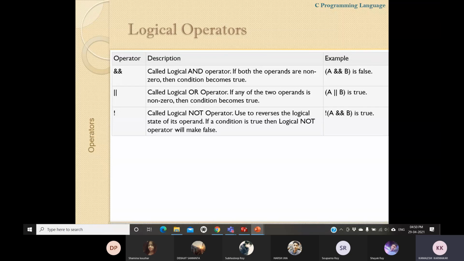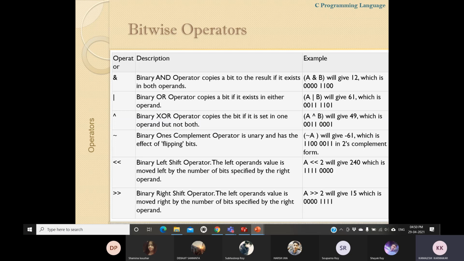Now the third logical operator is NOT. This is generally used before some condition. If a condition is true and I use this symbol before the condition, then it will just revert the logic. So this is the NOT logical operator.